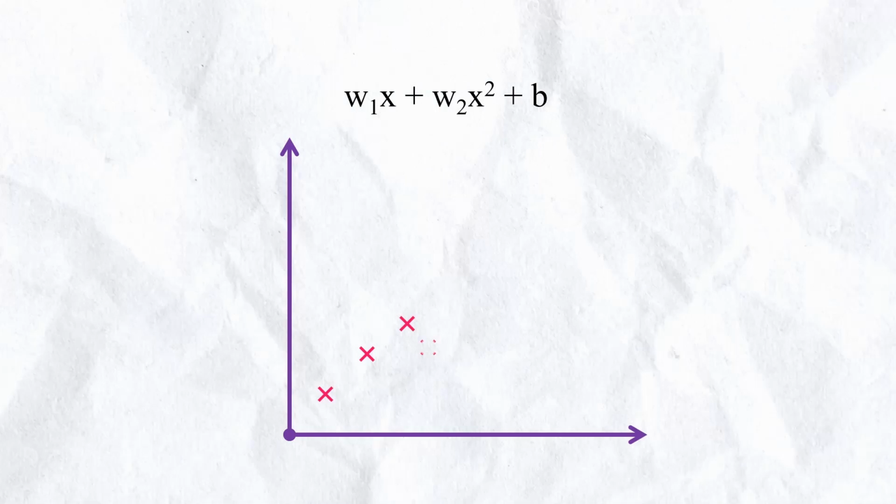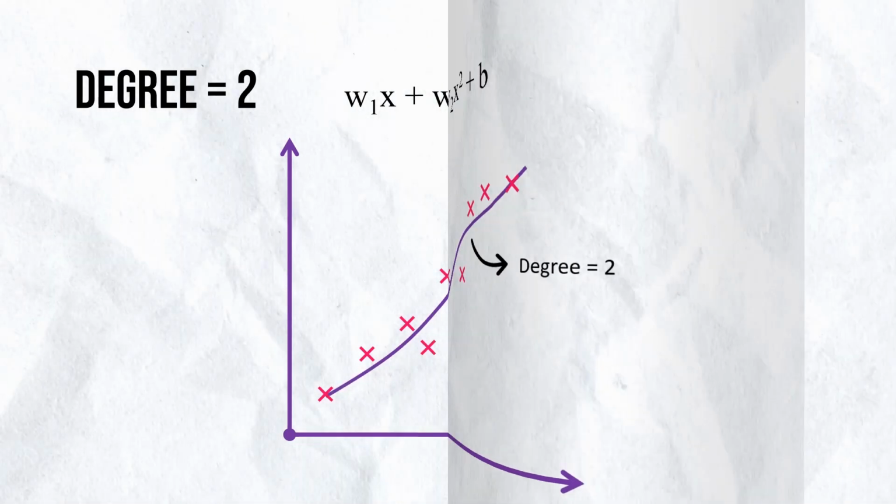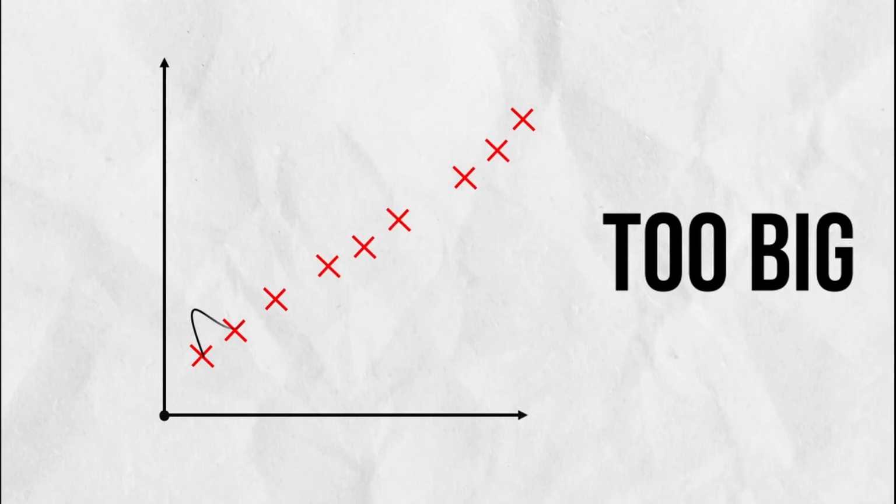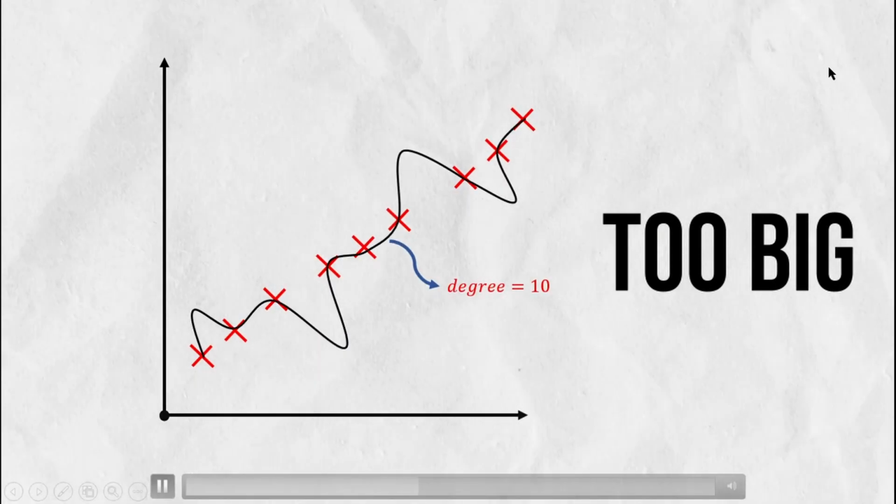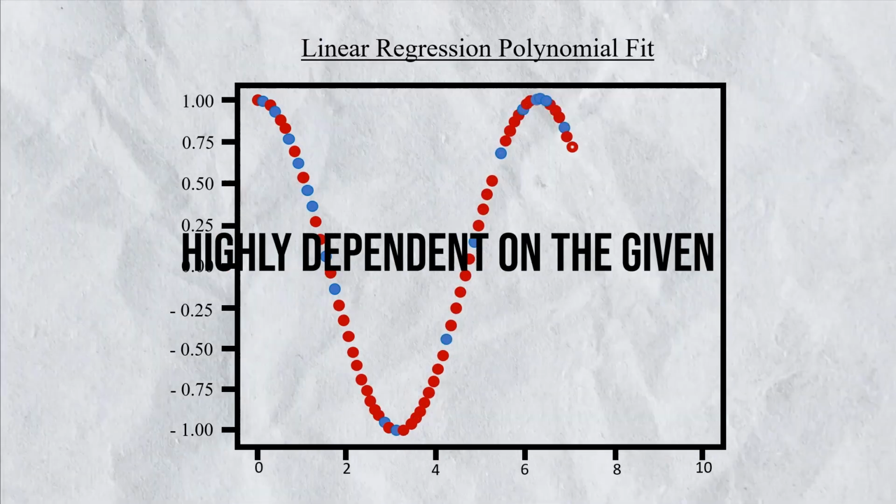We can achieve this by using the polynomial features to increase the degree of the equation to, let's say, 2 to get a graph that looks like this, or maybe 3 to get something like this. But then we shouldn't make the degree too big or else we might end up with a graph that looks like this. But again, it's highly dependent on the given dataset.